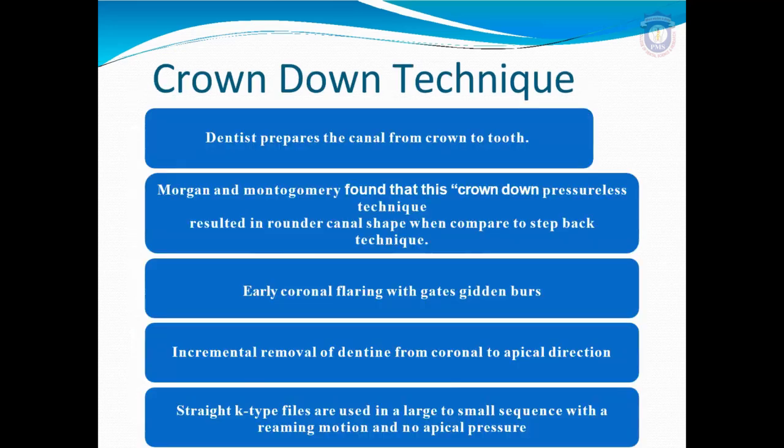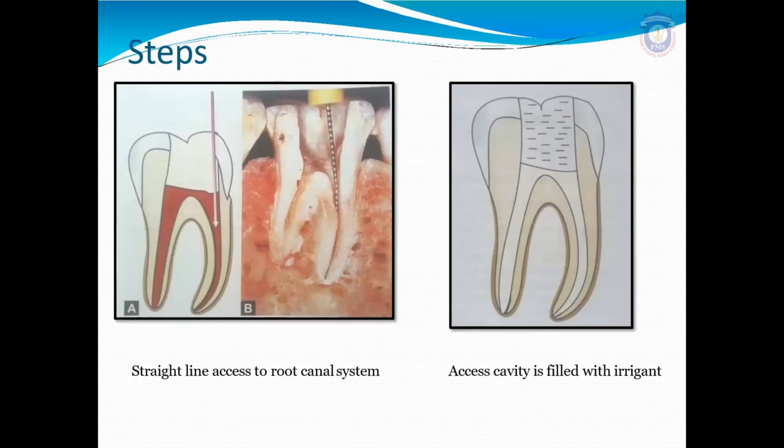In crown down technique, the dentist prepares a canal from crown to the apex of the tooth. Morgan and Montgomery found that crown down pressureless technique resulted in rounder canal shape when compared to step-back technique. Early coronal flaring with Gates-Glidden burs is done in crown down technique. Incremental removal of dentin from coronal to the apical direction is done. Straight K-type files are used in large to small sequence with a reaming motion and no apical pressure.